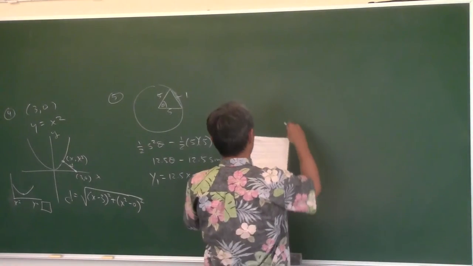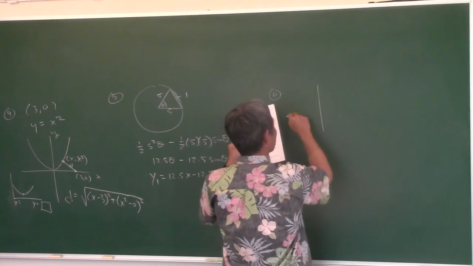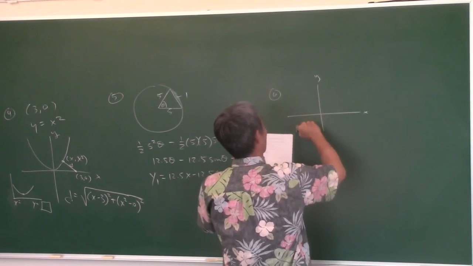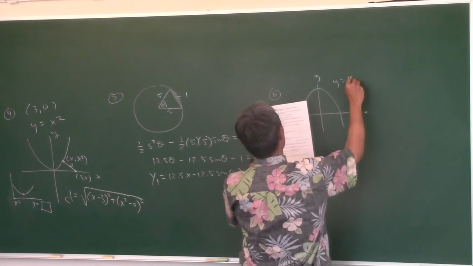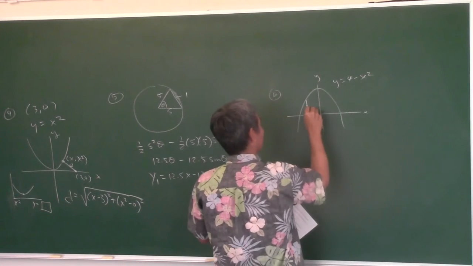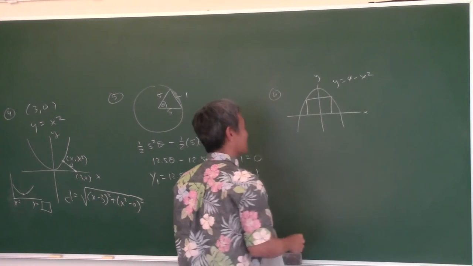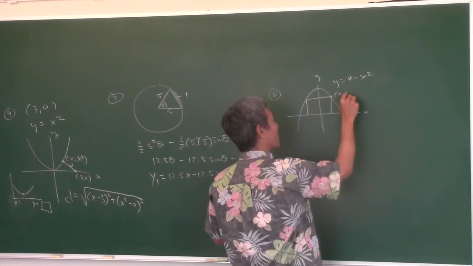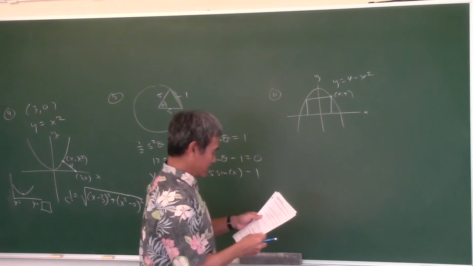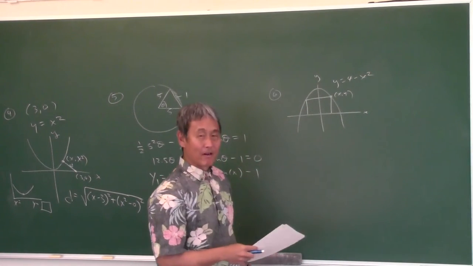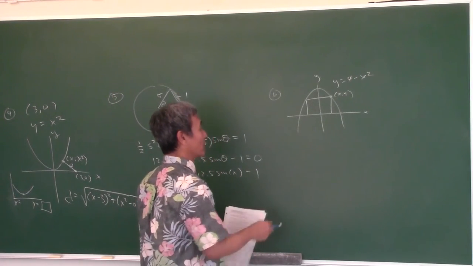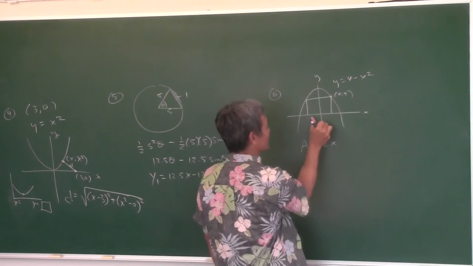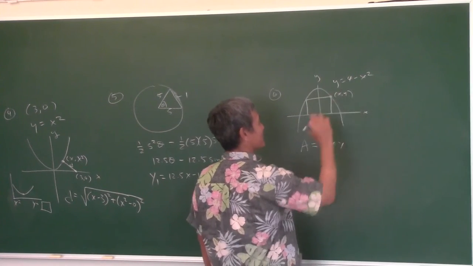Okay, number 6. A rectangle has 2 of its vertices on the x-axis, and the other 2 on the upper curve. Okay, so you got y equals 4 minus x squared, and then there's a rectangle like this. Let's label this point that we don't know, x comma y. So it says, find the maximum area of this rectangle. Well, looking at this picture, what is the area of this rectangle? 2x, right, which is this, times y, which is that.